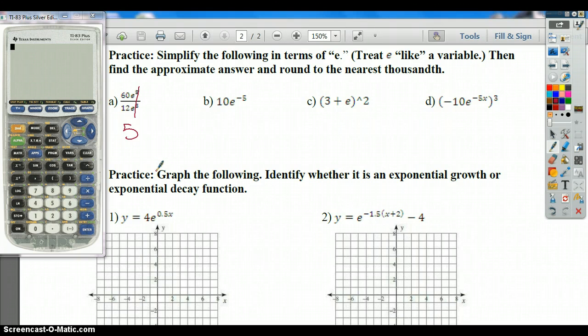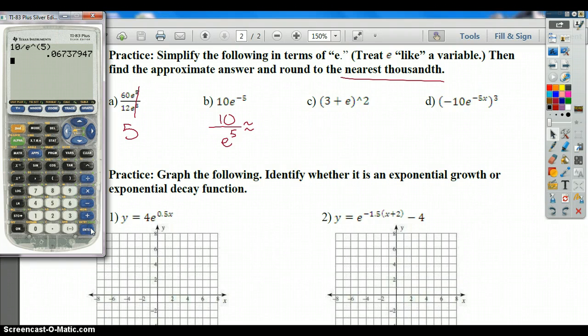How about b? Okay, so b, we're going to do 10e to the negative 5th, which is basically 10 over e to the 5th. Now, punch this in, and to approximate this to the nearest thousandth, what we're going to do basically is do 10 divided by. Now, e is over here. I believe it is. Let's see if I can find it. Can't really read it. So e would be second, in my case, natural log, to the 5th. I hit enter. There's my decimal. So to the nearest thousandth, they said, I can do that. That is 0.067. Do you copy?